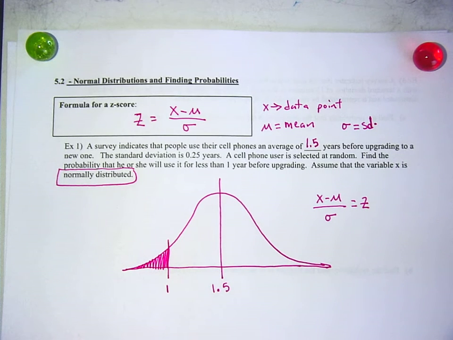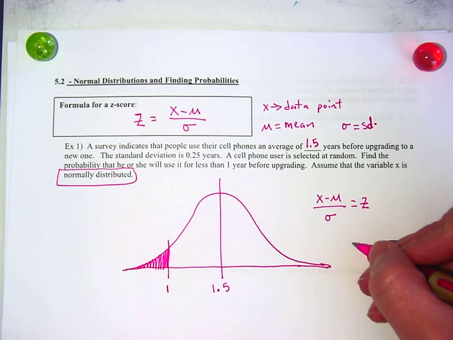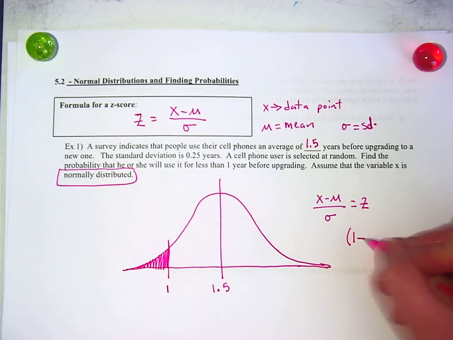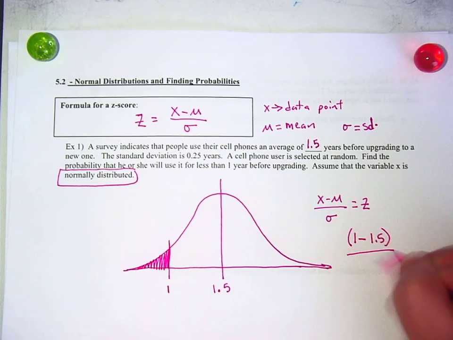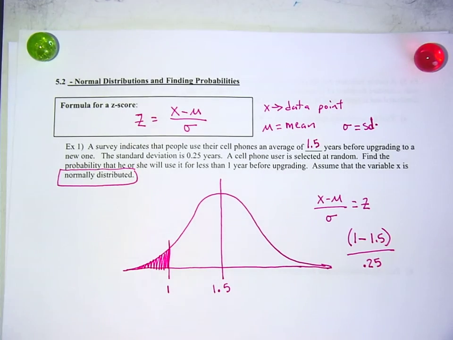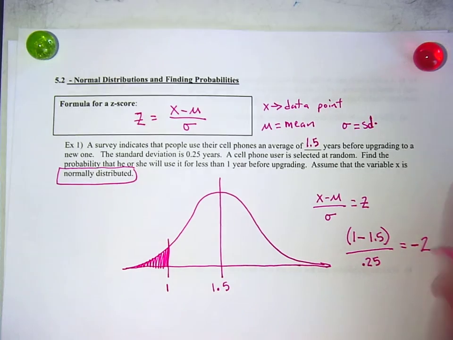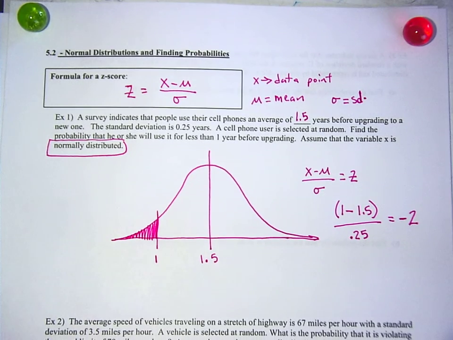Okay, if we're doing x minus mu over sigma, what should I write up here? What's our data point? 1. So it's going to be 1 minus the mean, which is 1.5, and then divided by 0.25. Hopefully you can do this one in your head. 1 minus 1.5 is negative 0.5, right? And how many times does 0.25 go into that? 2. So the z-score is negative 2, which, if your brain is too tired, you could have easily done in your calculator and figured it out that way.